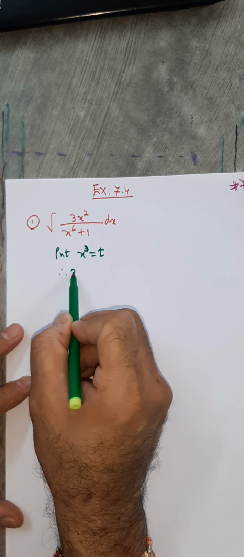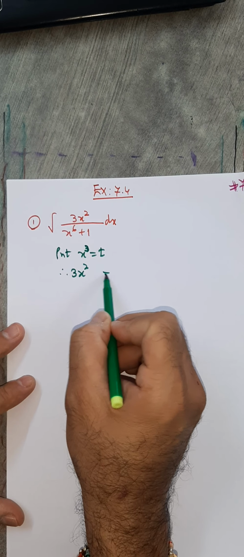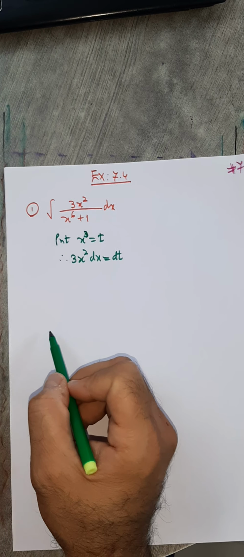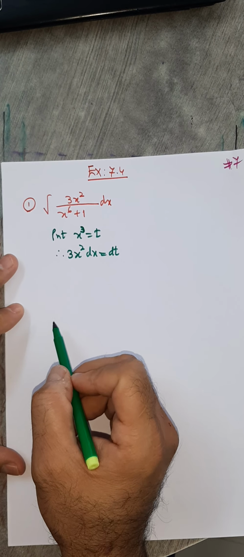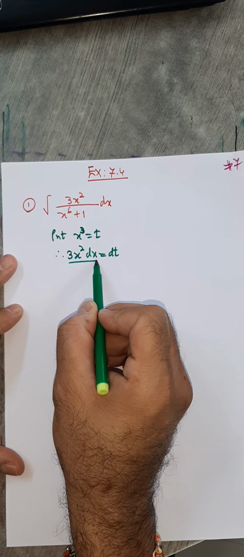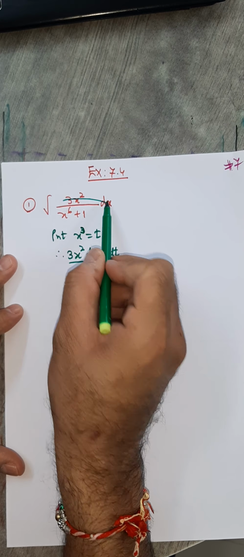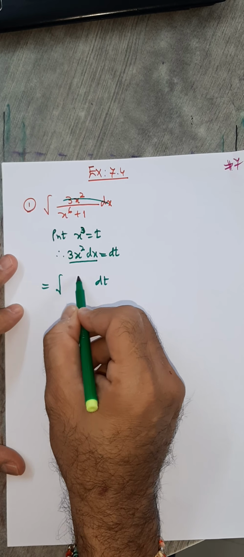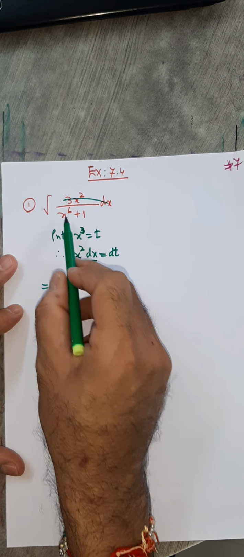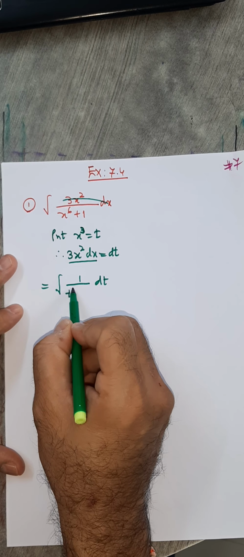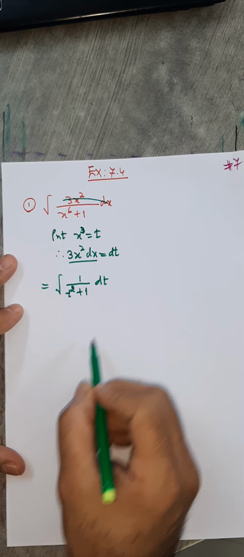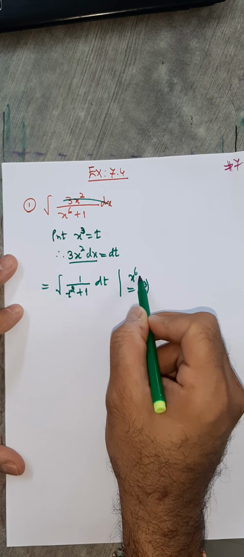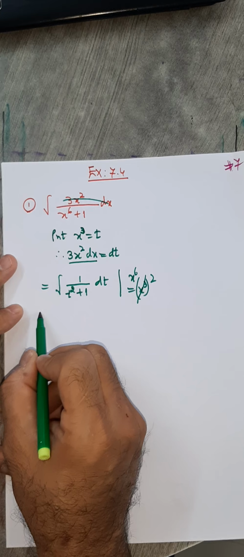What's the differentiation of this one? 3x squared equals dt by dx. I'll write dx over here directly. So now you can see that this is there in the numerator, this much. So that becomes dt. So the integral reduces to dt upon 1 plus... x raised to 6 is actually x cubed the whole square. Now this is t, so t squared.